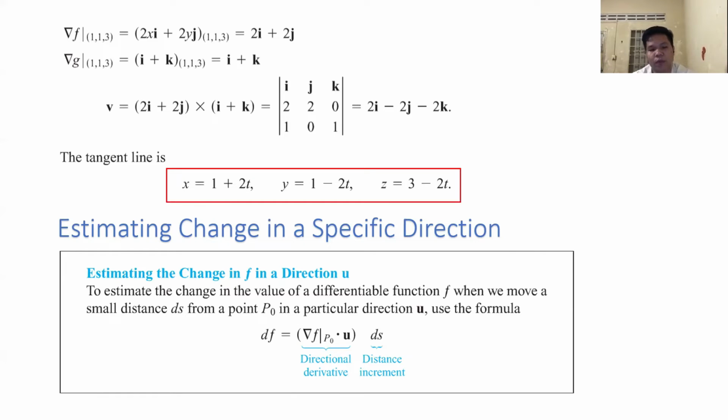Now we move on to the next topic, which is about estimating change in a specific direction. To estimate the change in the value of a differentiable function f when we move a small distance ds from a point P0 in a particular direction vector u, we can use the formula df equal to the gradient of f at P sub 0 dot vector u multiplied by ds.